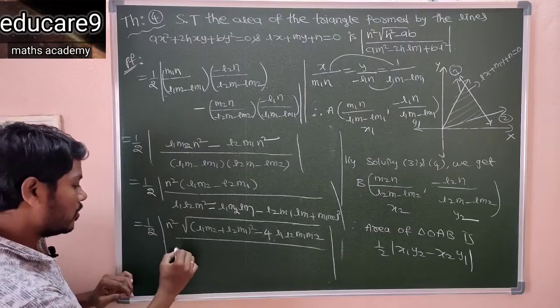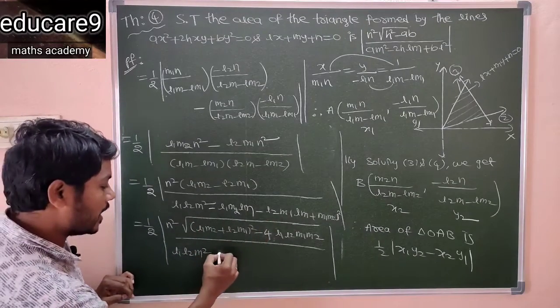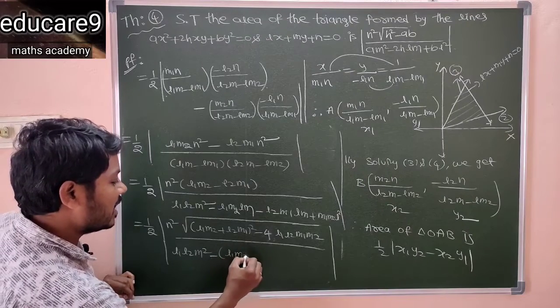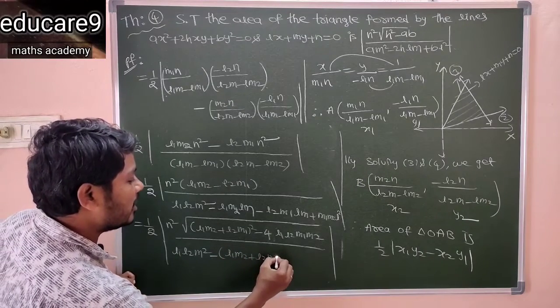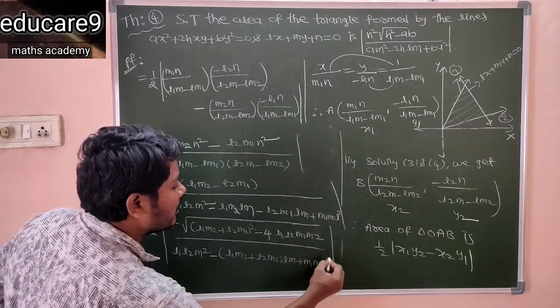See here, L1 L2 M square. In both terms LM is common, so minus LM is common. You will get (L1 M2 plus L2 M1) of LM plus M1 M2 L square.